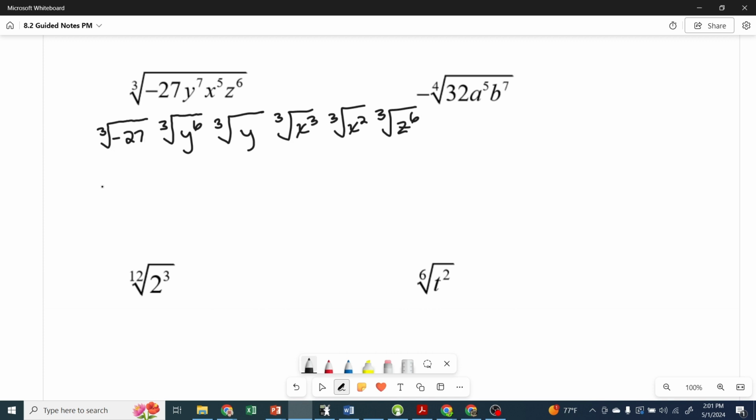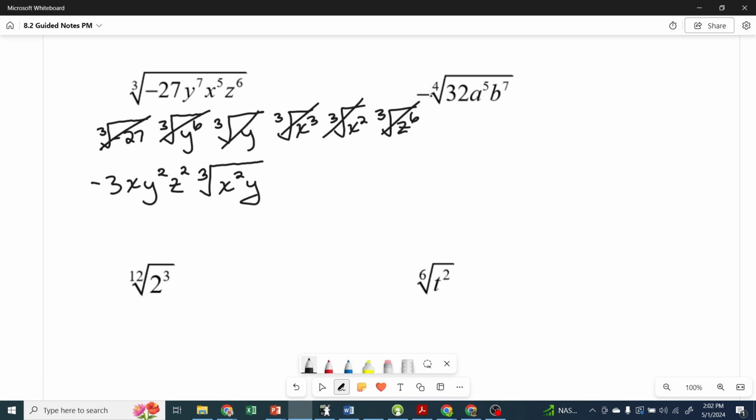So the cube root of negative 27 is negative 3. Cube root of, let's go in descending order, cube root of x cubed would be x, right? And you can cross these out like this as you work through. The cube root of y to the sixth is y squared, right? Just divide 6 by 3. And we would do the same thing with z squared. And then under the radical sign of cube root, we'd have x squared y. Right? We took care of all these. Okay?